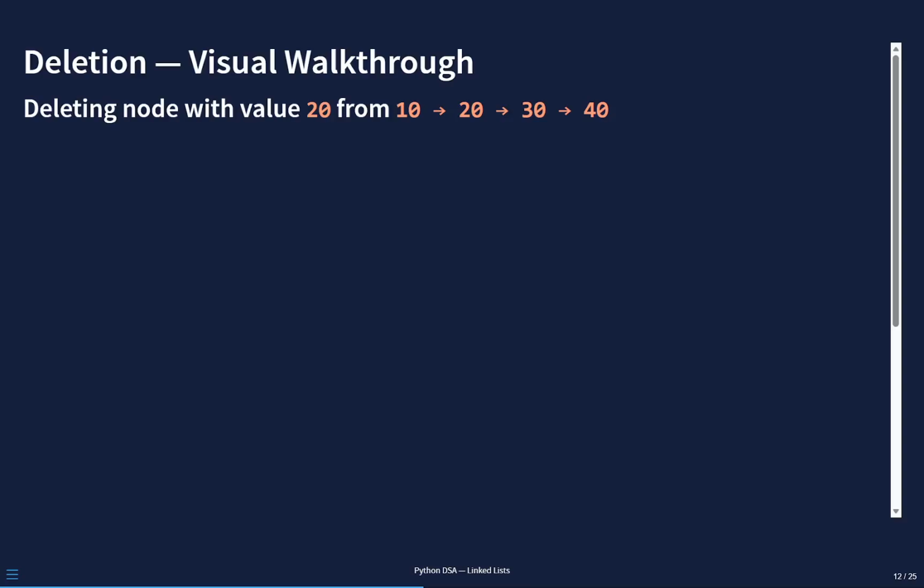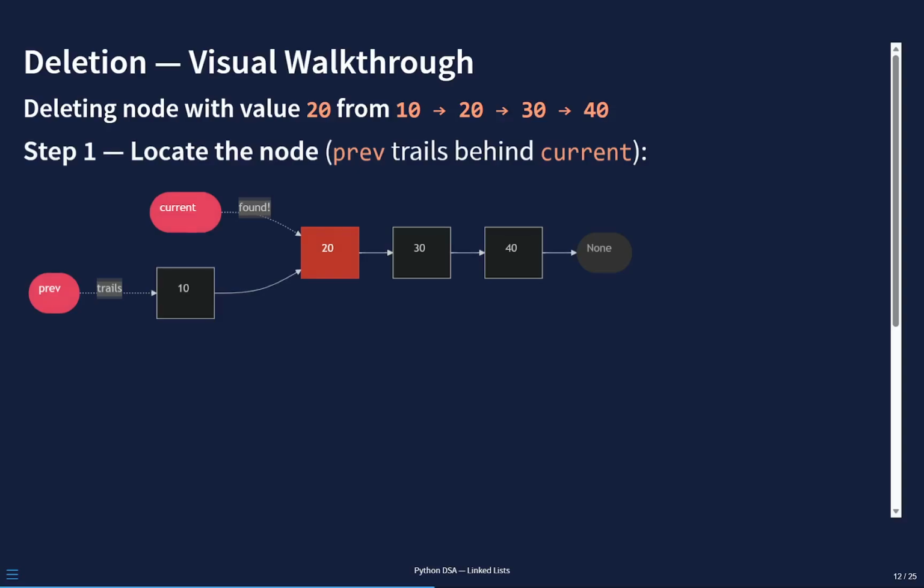Let's visualize exactly what happens when we delete node 20 from 10 → 20 → 30 → 40. Step 1: We advance current until it points to node 20, the target. Previous is trailing one step behind, pointing at node 10. At this moment, the link 10 → 20 still exists. Step 2: We execute previous.next = current.next, which means 10.next = 30.